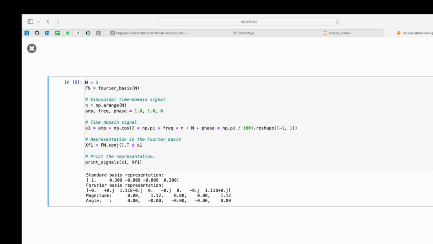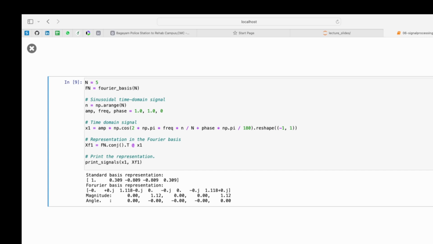Let's maybe do a numerical example. This file is shared, so you can go and look at it by yourself. You can look at the individual functions that it defines. Fourier basis is a function that's defined later in the notebook. So you can go and modify this and run it and then see for yourself.